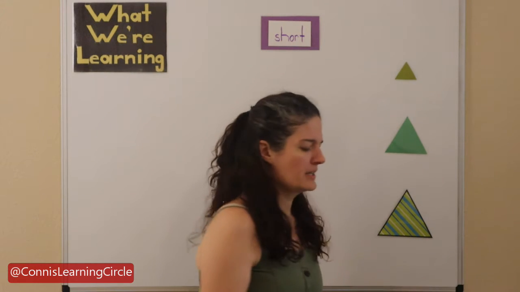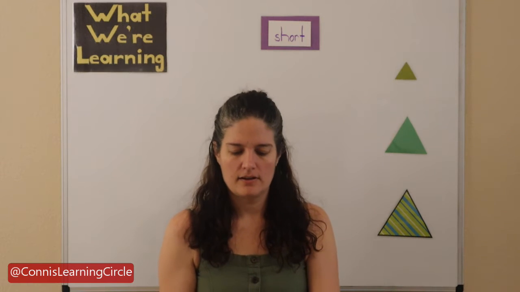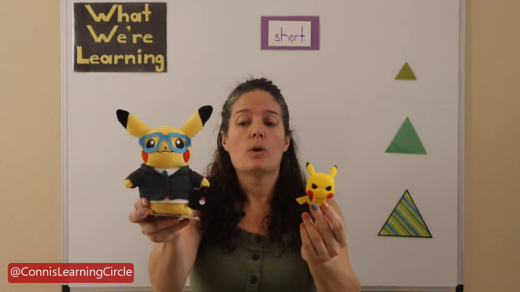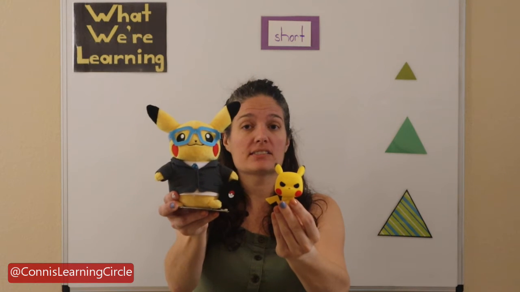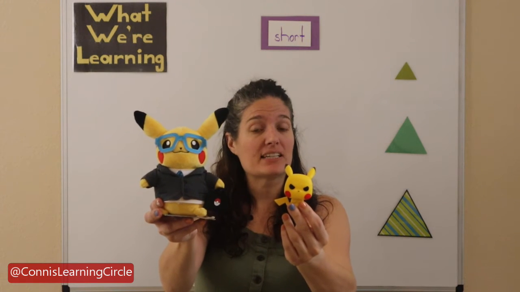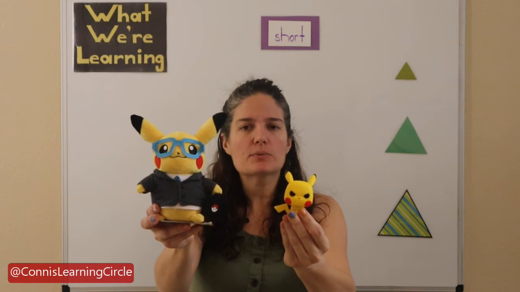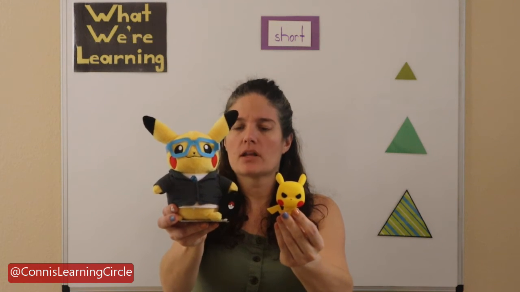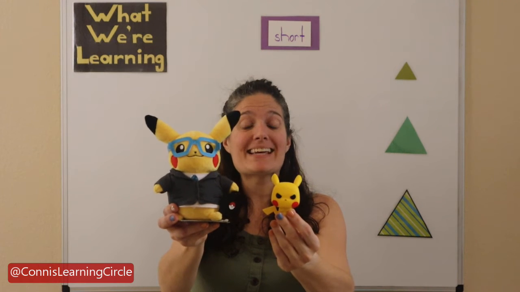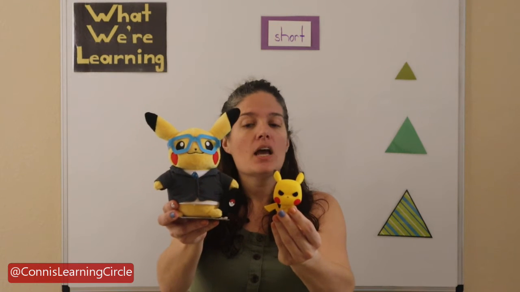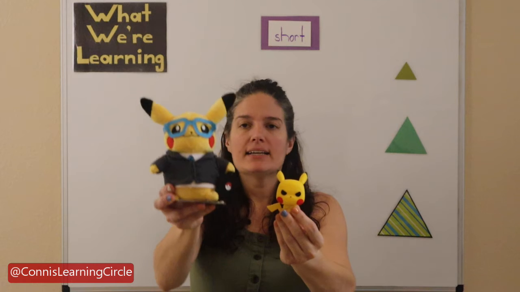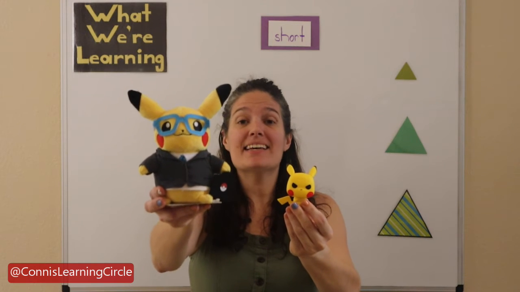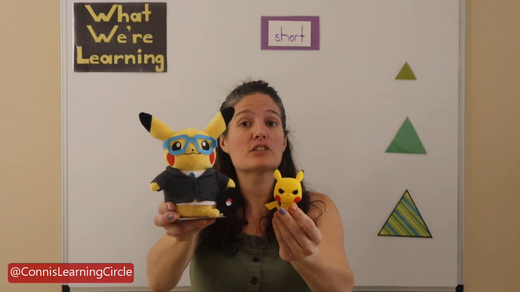All right. I have Pikachu. All right. And remember, when we are looking at whether something is tall, we have to make sure they're sitting on the same line. And if short is the opposite of tall, guess what? That means we have to make sure they're sitting on the same line too. So, I will hold my Pikachus on the same line together so that you can look and see which one stretches up high and is tall, and which one stays down low and is short. Is this one tall or short? Very good. This one is tall because it stretches up higher to the sky.